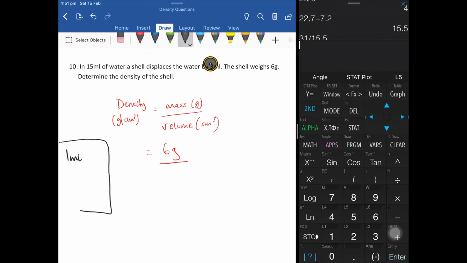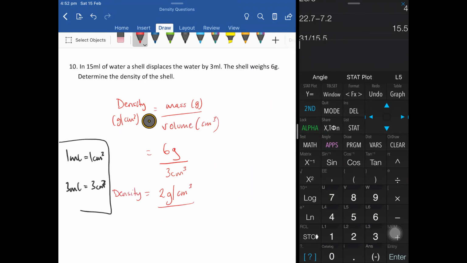So just think about that on the side here. We know that for every 1 milliliter of water displaced, the volume is equal to 1 centimeter cubed. So therefore, if it's 3 milliliters of water displaced, then the volume is 3 centimeters cubed. And so if we go back to our equation over here, the volume of the shell will be 3 centimeters cubed, and 6 divided by 3 is equal to 2 grams per centimeters cubed. And we've just measured our density.